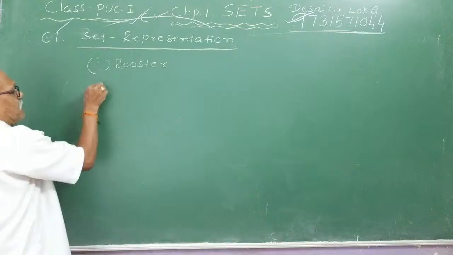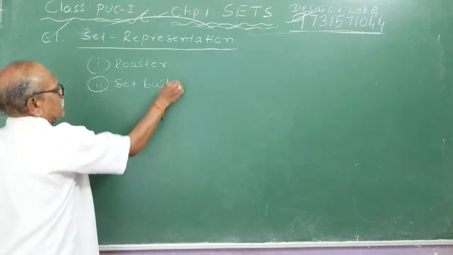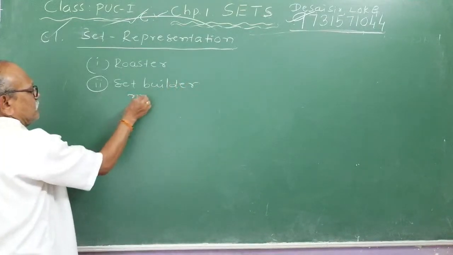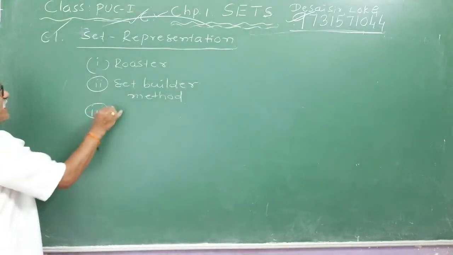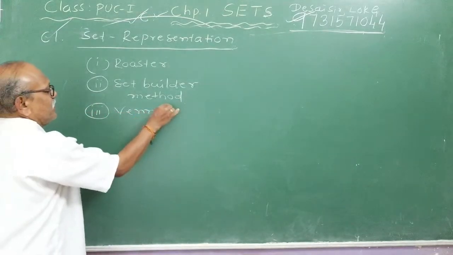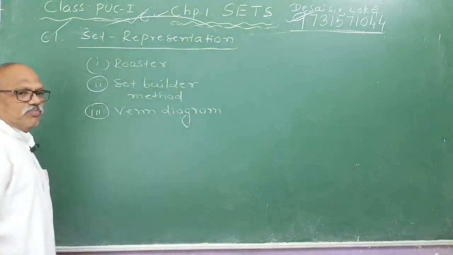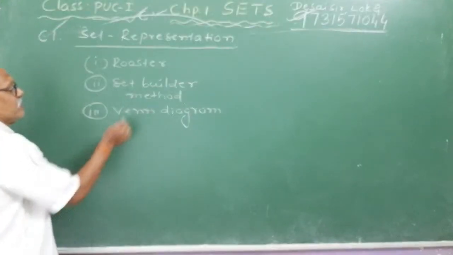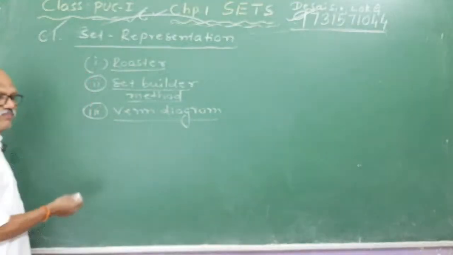The second method is the set builder method. And the third one is the Venn diagram method. You will be studying it in a later part of the chapter. Here we are using some symbols. We studied the roster method, the set builder method, and all the number sets. And what is not a set? What is a set? What is the meaning of well defined? We discussed it at length.